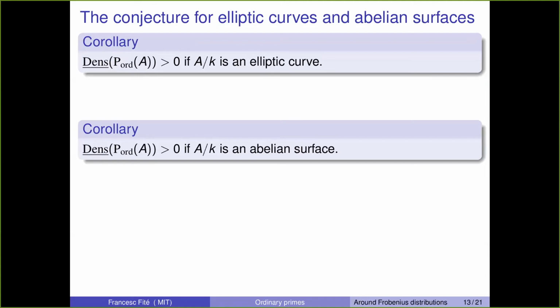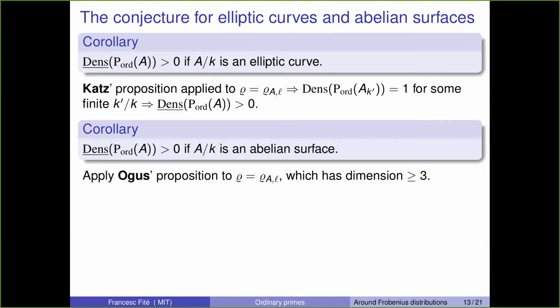In the case of an elliptic curve, what you do is to apply Katz's proposition to the representation attached to A. And well, this provides you some finite extension k prime of k on which the density of primes which are ordinary for the base change of A to this extension is 1. But then this immediately implies that there exists some set of primes in the base field which are ordinary for A and which has a positive density.